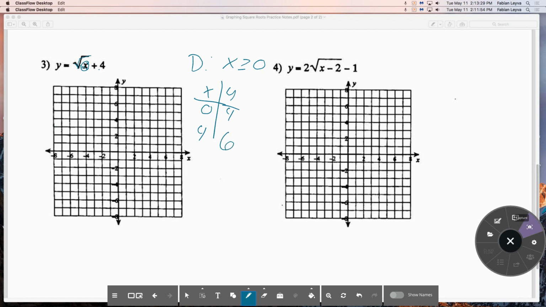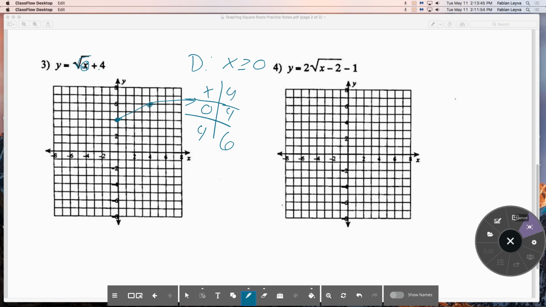I have my points. Here is 0 and 4. 4 and 6 is right over here. And remember that this is the first value of my domain. So that means it's going to go out to my next value. And that's pretty much it, right?